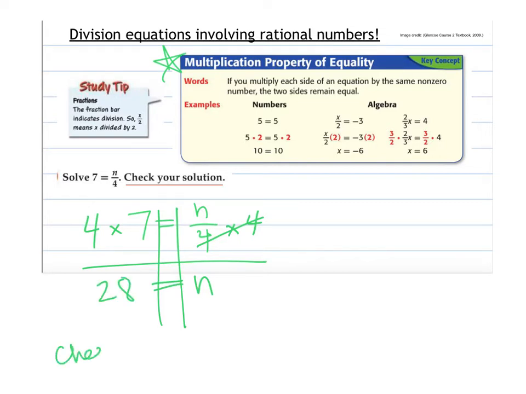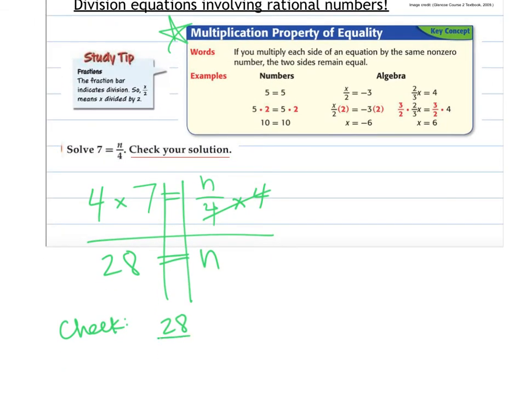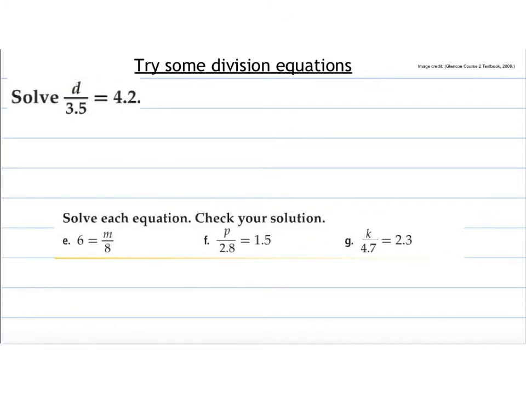Now we are going to do our check. 28 divided by 4, well, yes, that does equal 7, so n equals 28. So if you're given a division problem, you do the inverse of division, which is multiplication.